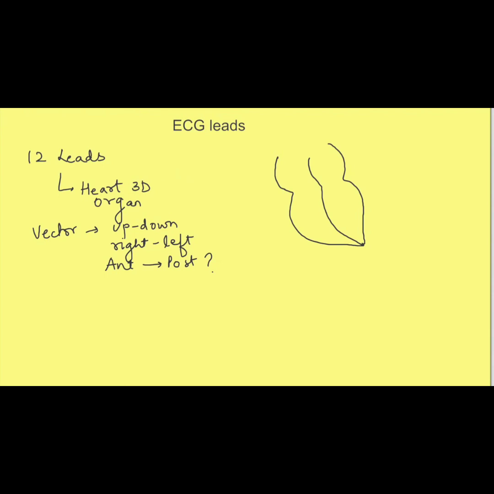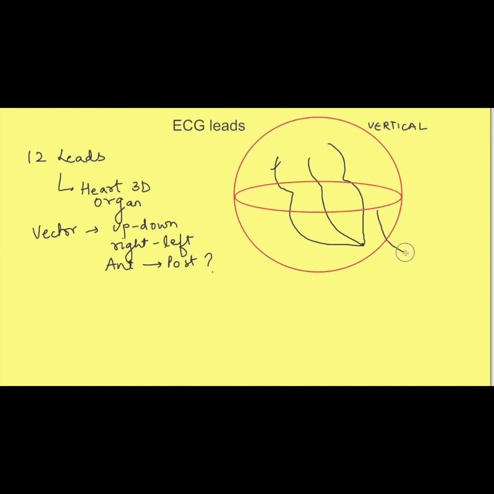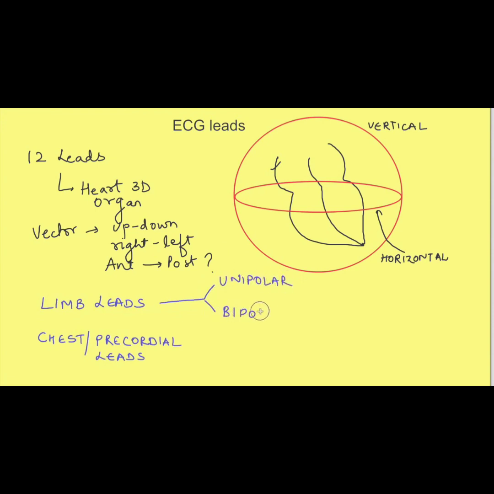So say if this is the heart and I draw a circle around the heart like this and we consider it a vertical plane, and another plane like this is horizontal plane. We place leads such that they are directed in both the planes. These leads are limb leads and chest leads. Among limb leads, we have bipolar limb leads and unipolar limb leads. And chest leads are all unipolar chest leads.